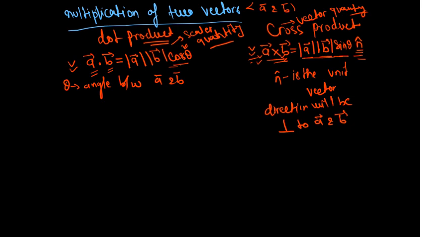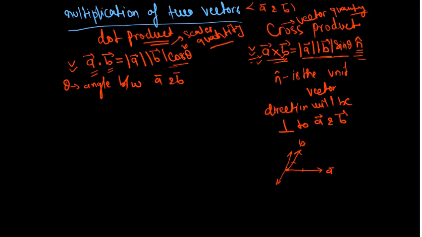Clear? Now just see the physical representation. Let's suppose this is your A vector and this is your B vector. Now, what are the two possible directions available for the perpendicular? One can be inside the screen, another can be outside the screen. These two directions are possible that will be perpendicular to A vector and B vector both at a time. Now the question comes, which direction should we choose?